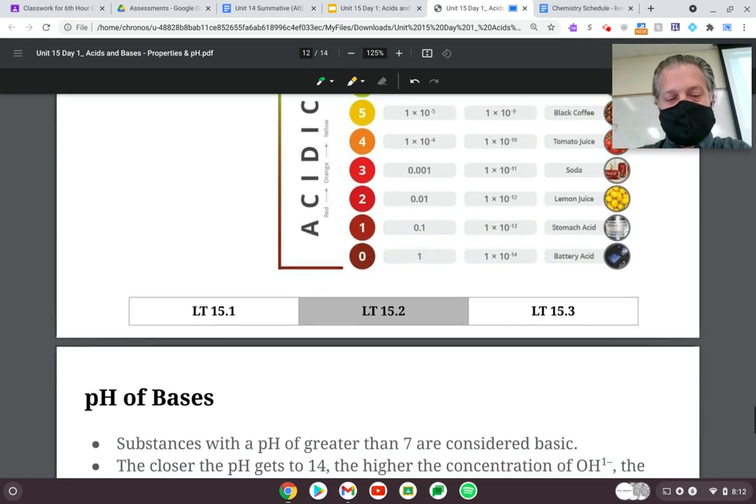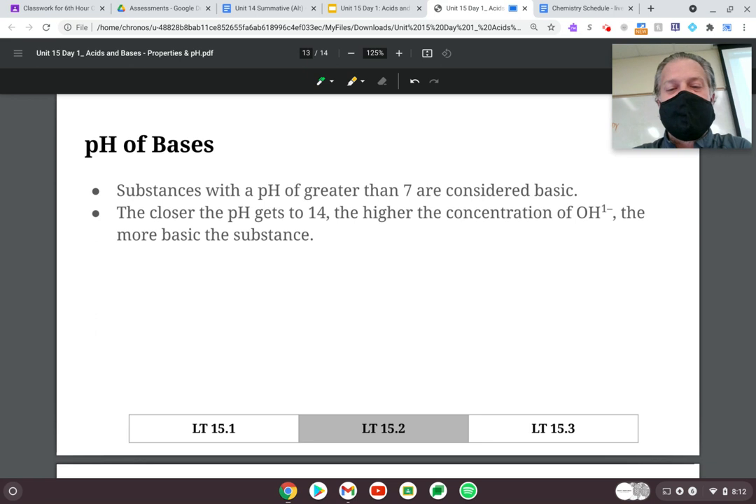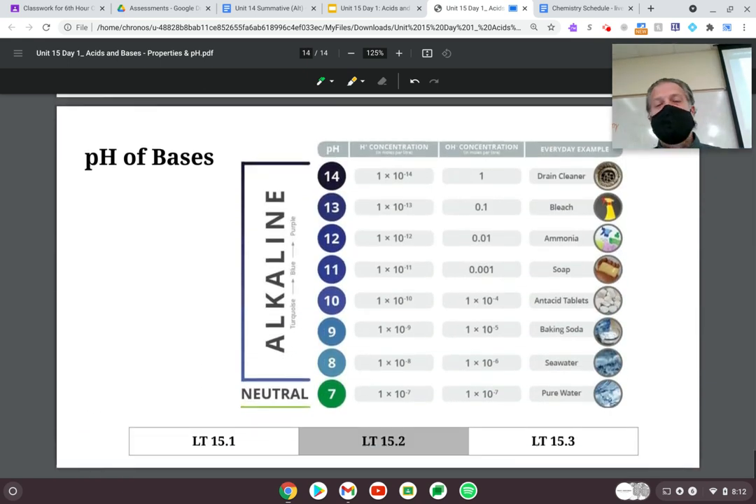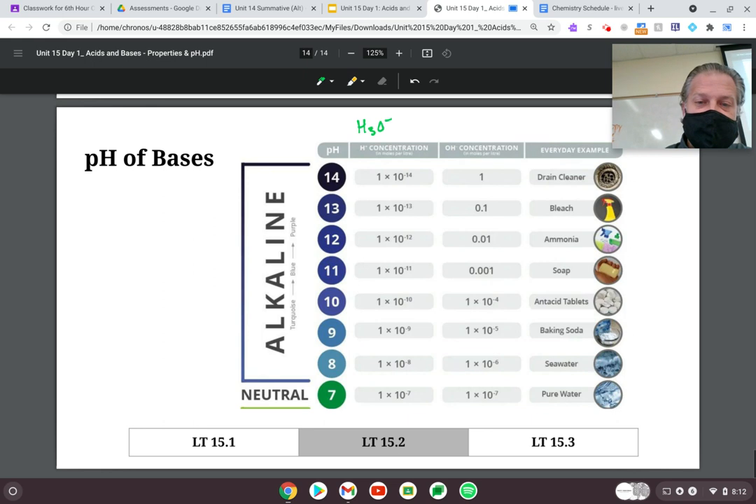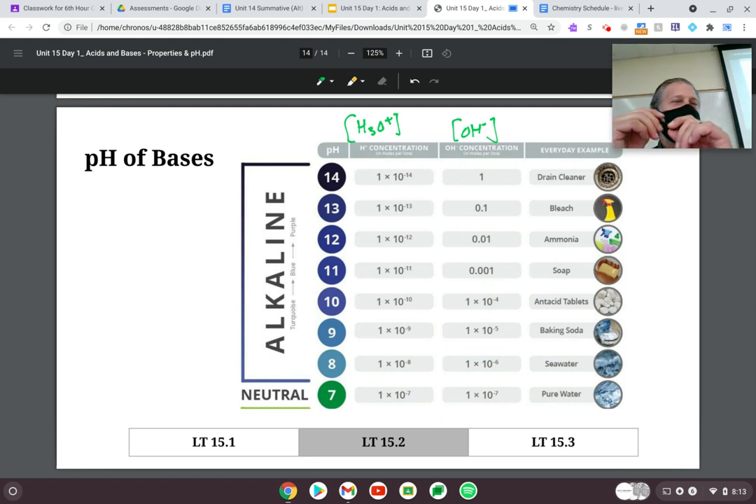And then again, bases are substances with a pH greater than 7. The further you get from a pH of 7, the higher the concentration of OH minus is, the more basic a substance is, the more caustic it is, the more dangerous it can be. So again, here's our H3O plus concentration, and here's our OH minus concentration, and they are basically opposite of each other. The bigger the OH minus concentration, the smaller the H plus concentration when we're talking about acids and bases in terms of pH. And if they're equal, then they're neutral. Any questions about this?